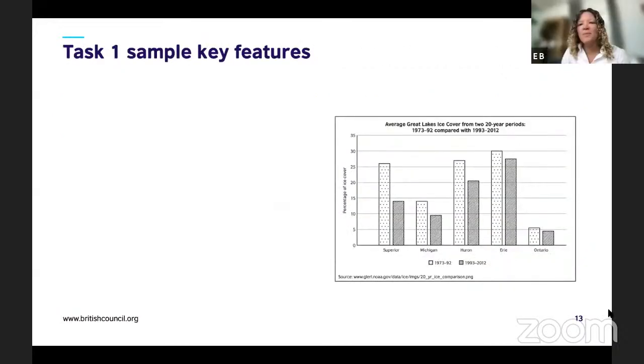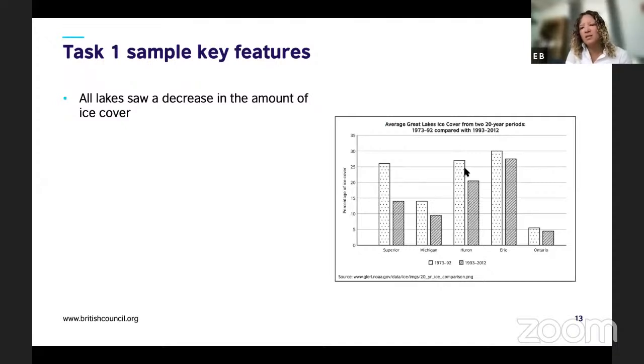Thank you, Mark. So task achievement is something that many IELTS candidates do struggle with. So we wanted to add on a few pointers here as well. For this sample task, one of the main things that we notice when looking at the data initially is that all lakes saw a decrease in the amount of ice cover across the 2 periods. So this would be one of those key features we would expect to see in every response. If this is missing, then that would detract from the band score for task achievement.